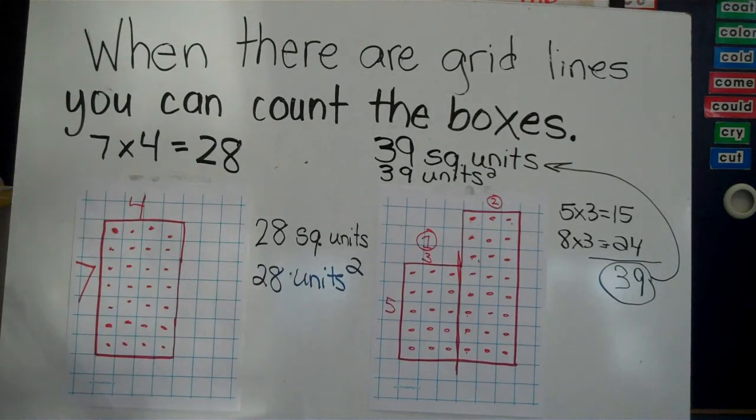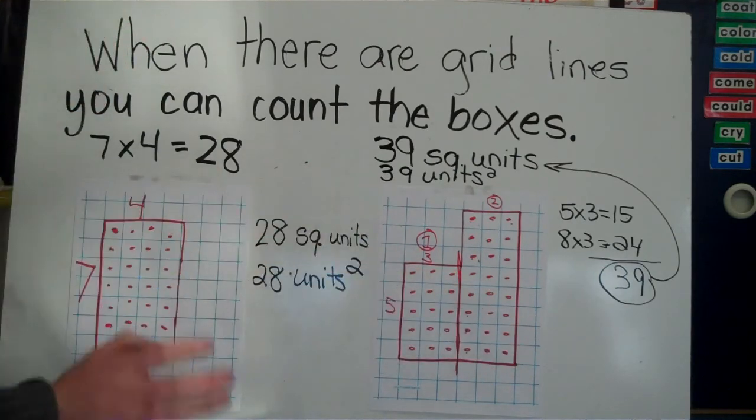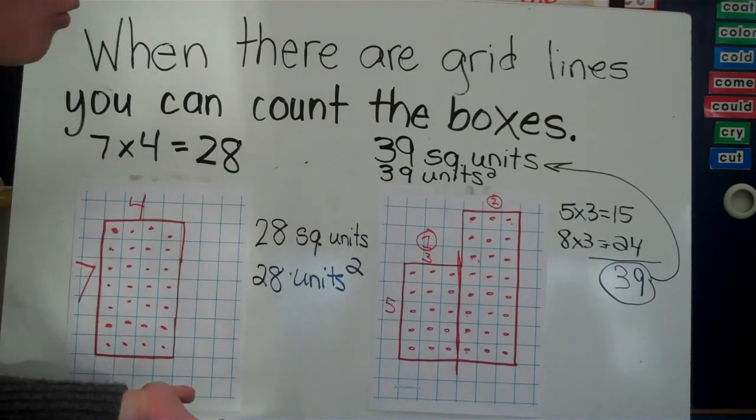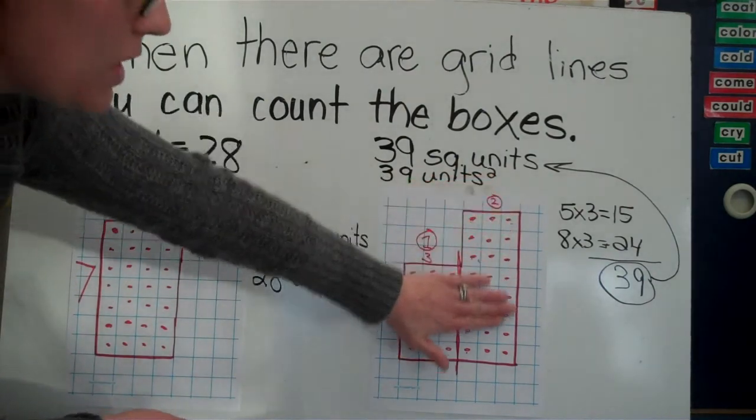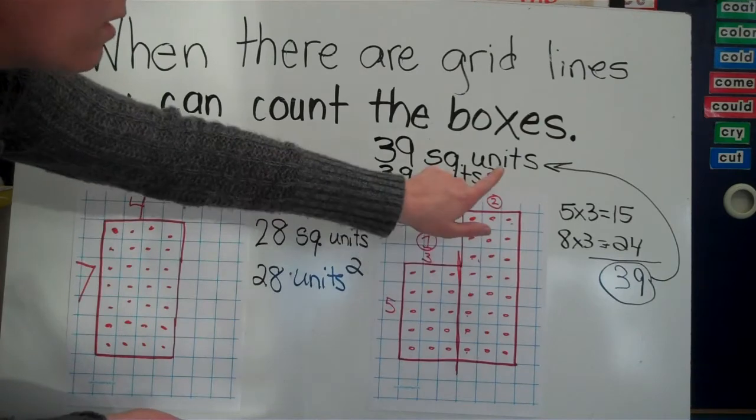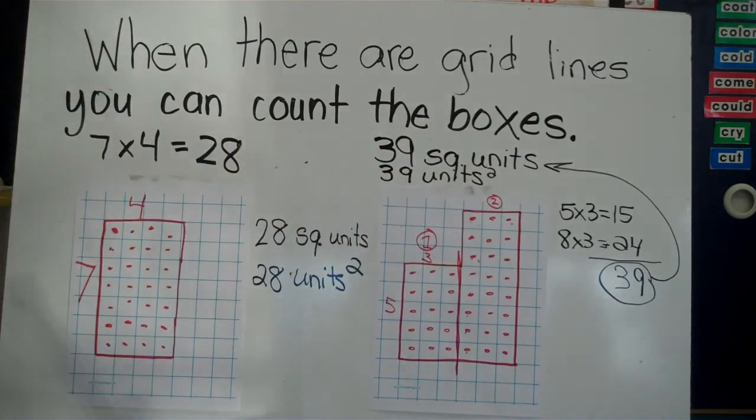Again, there wasn't a line here, but I could split it up into two rectangles to figure out how much this area is, and then figure out this area to get my 39 square units. So breaking it into the two rectangles.